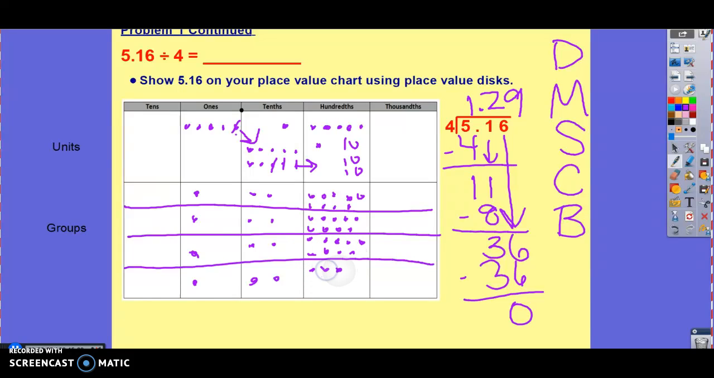So if you're a visual learner, or if this process is helping you, you can use it. We're also using the standard algorithm. A side-by-side comparison will help you learn to divide decimals.